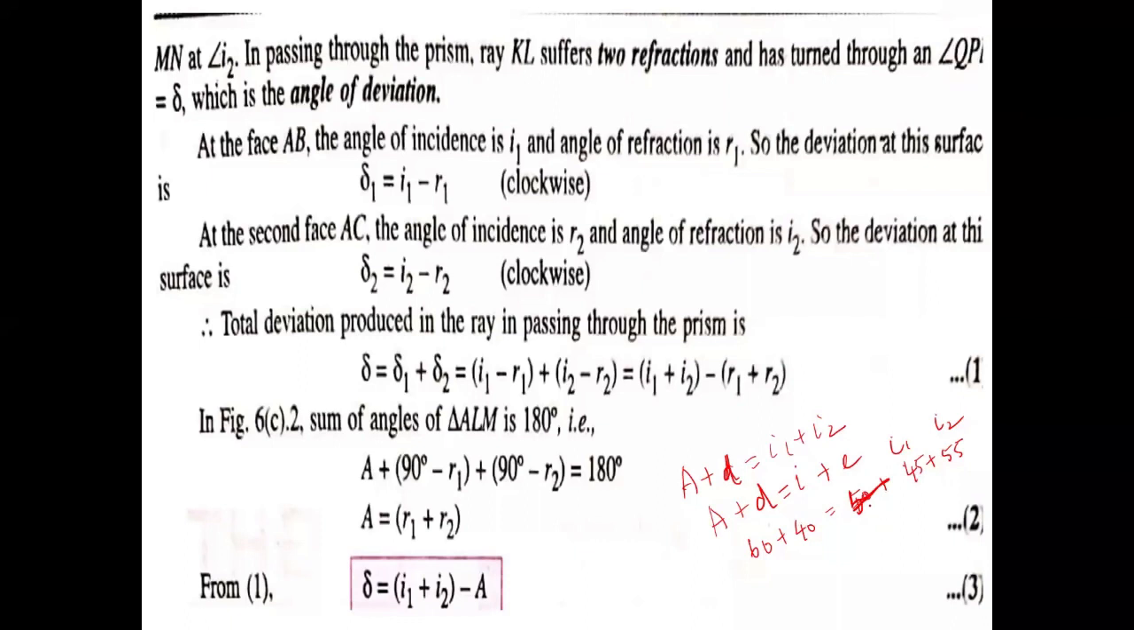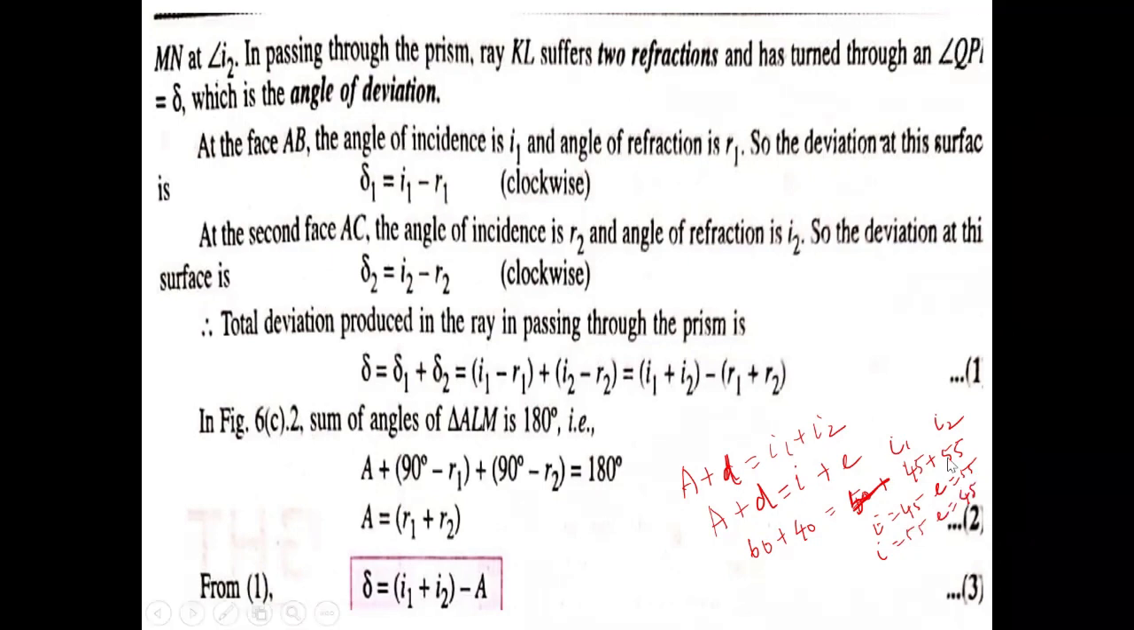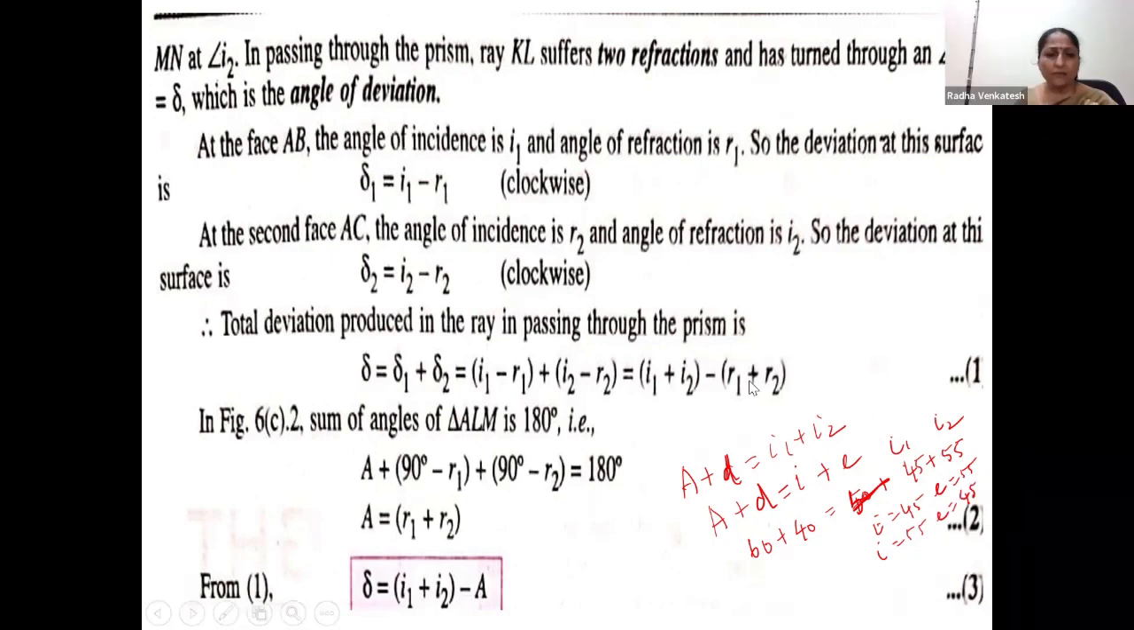So here I is 45, E is 55. Suppose I becomes 55, E has to become 45. So they are interchangeable. Another way of explaining it is by the principle of reversibility.